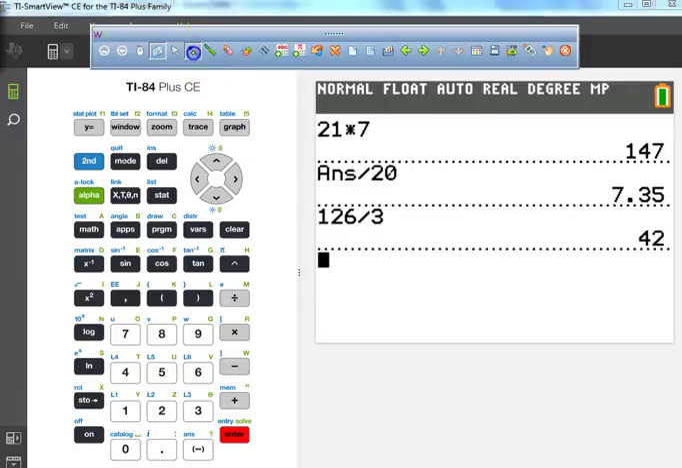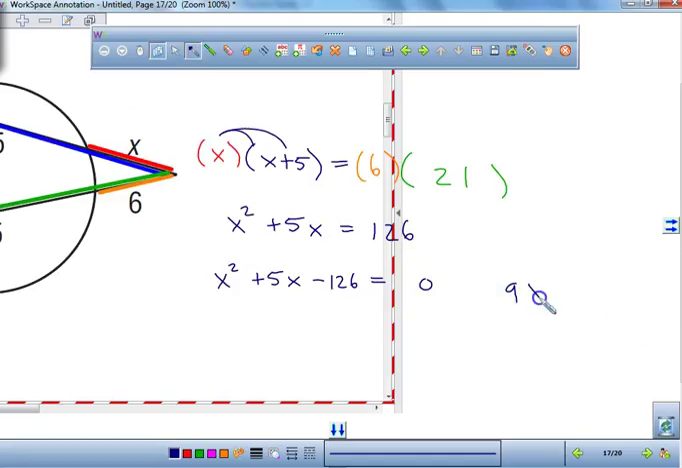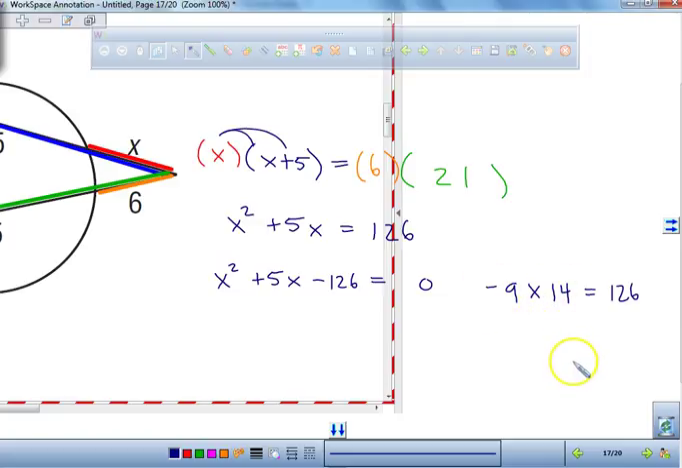Now, here's what I'm going to do. I'm going to help you guys out. Can you guys tell me what 9 times 14 is equal to? 9 times 14. What's that equal to? You're right. It's equal to 126. All right? Now, what is negative 9 times 14 equal to? Negative 126. Now, what is negative 9 plus 14 equal to? 5.